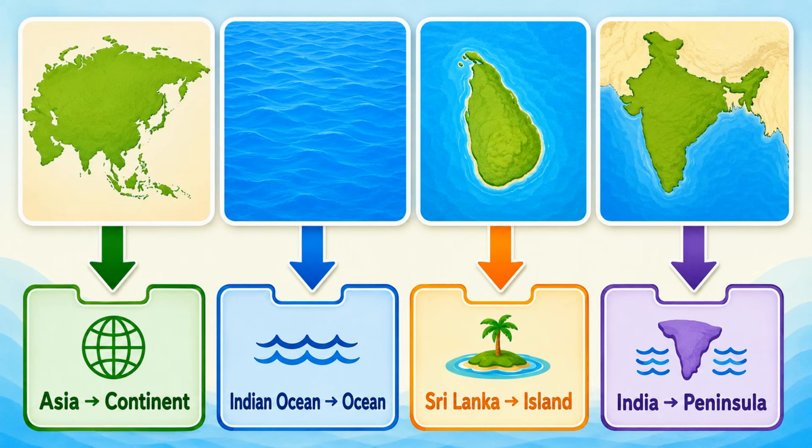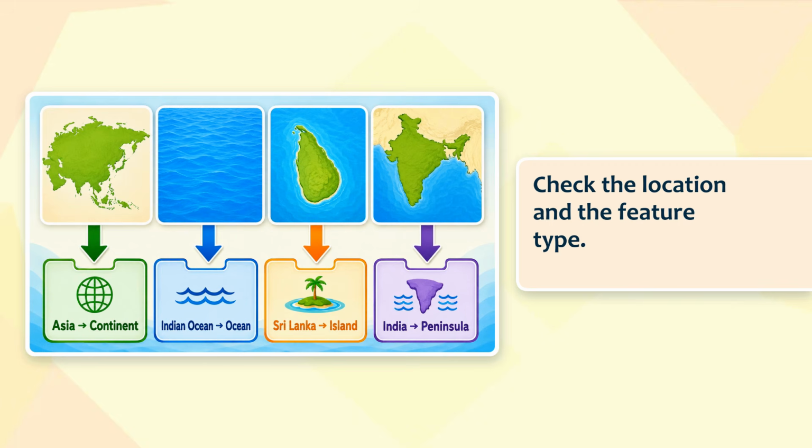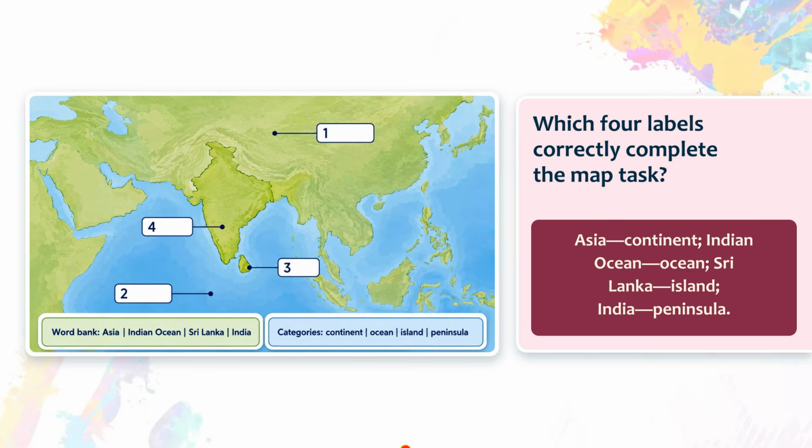Identify the visible feature, choose its category, and then place the name. Using location and category together prevents labels from being correct words in incorrect places. A reliable labeling routine uses 2 checks. Check the location and the feature type. Both checks are needed before writing a map label. Use each pointer and the feature shape it touches.